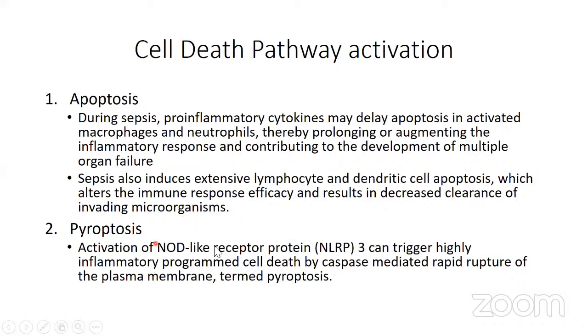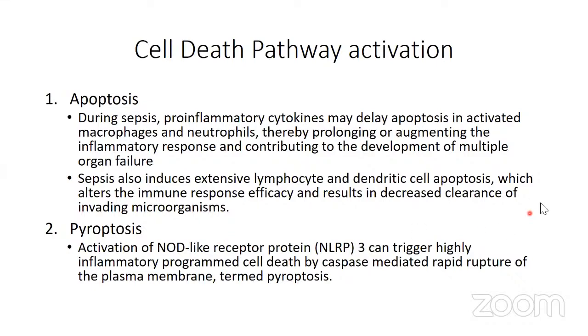So the other mechanism of cell death is pyroptosis. Just to make it simpler for you, pyroptosis is basically cell death due to excessive activation of inflammation. Okay, so let's see what it is here. Activation of NOD-like receptors. NOD-like receptors are like the things which I mentioned in the beginning. Those are pathogen recognition receptors. So activation of NOD-like receptors can trigger highly inflammatory programmed cell death by caspase-mediated rapid rupture of the plasma membrane, termed pyroptosis. Now, in both of them, there is caspase activation.